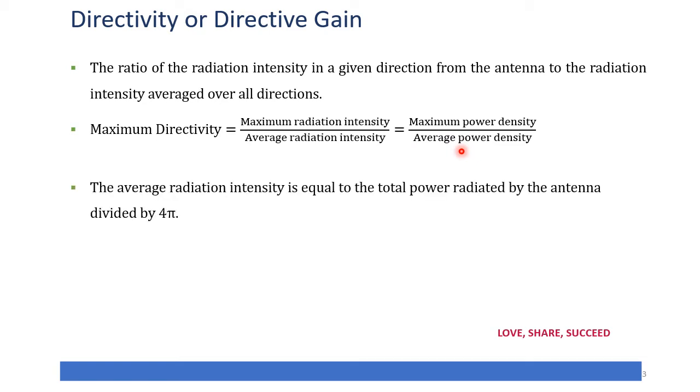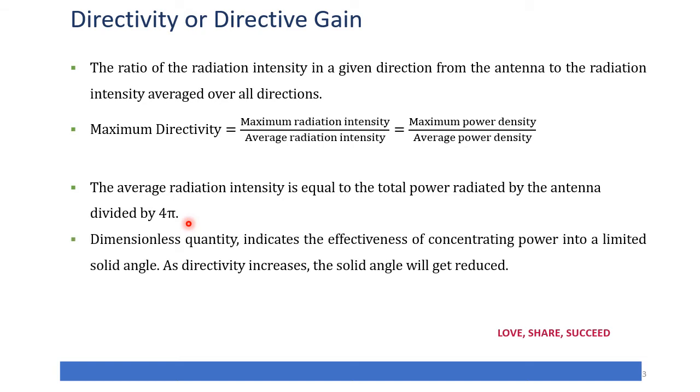How can we compute the average radiation intensity? It is the total power radiated by the antenna divided by 4 pi, because radiation intensity is power radiated divided by solid angle. Inside a sphere we have a total of 4 pi steradians. That is why we divide by 4 pi to get the average radiation intensity. Directivity is a dimensionless quantity and it indicates the effectiveness of concentrating power into a limited solid angle. So as the directivity increases, the solid angle gets reduced.